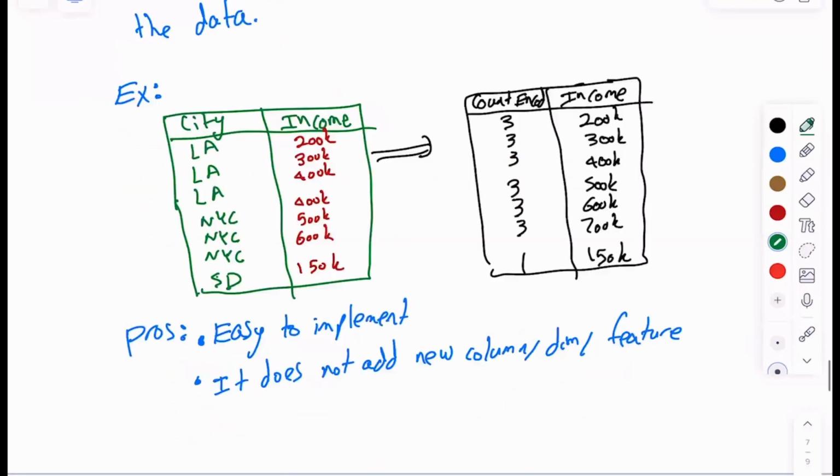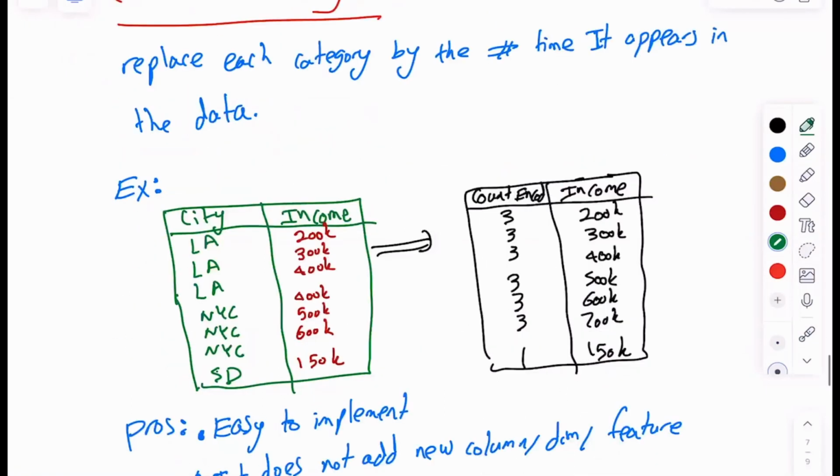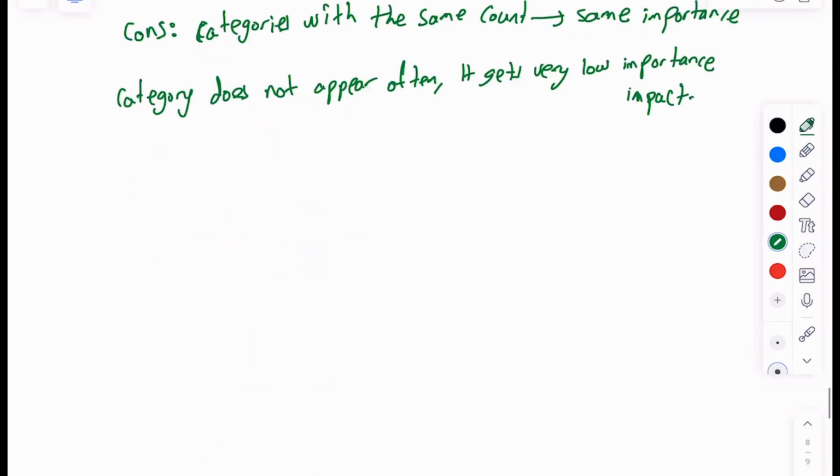All right, so today we talked about the count encoding and the target encoding. That's it for this video. Next video, I'm going to talk about categorical embedding. It's something that a lot of people are looking for.